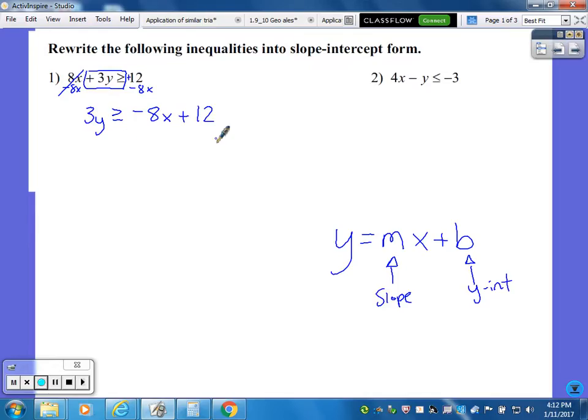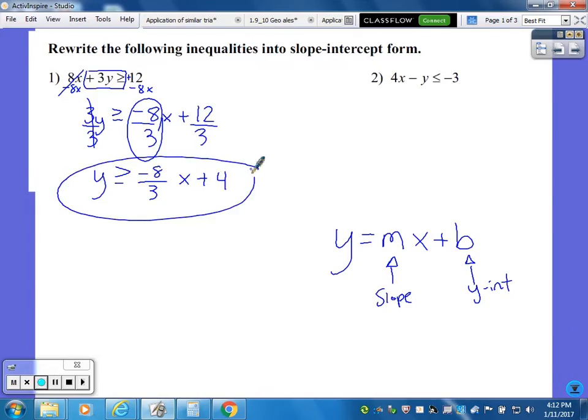Last step is to get rid of the 3. And if you just want to get rid of a coefficient, you divide by it, because that's 3 times y, so division will get rid of it. So y is greater than or equal to. Simplify this fraction if you can. 3 does not go into 8, so we are just going to leave that as is. So negative 8/3 x plus 12 divided by 3 is 4. So that is slope-intercept form right there, all ready to go.